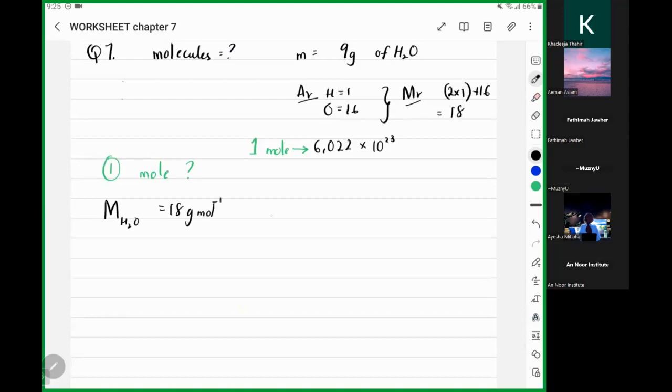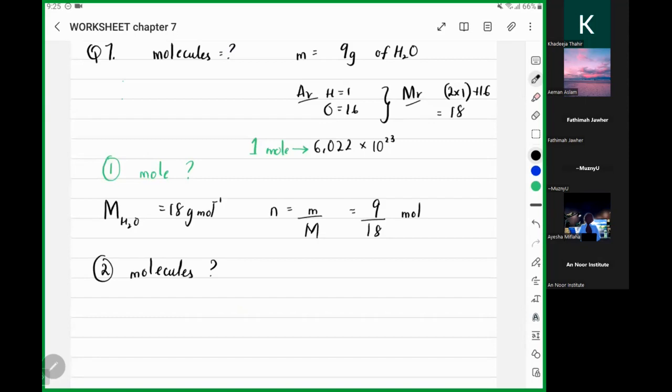So you can find the number of moles, which will be mass over molar mass, 9 grams over 18. We'll just leave it like this. You can take it as half also, 0.5, but I'm leaving it like this. Then the second step will be to find the number of molecules.